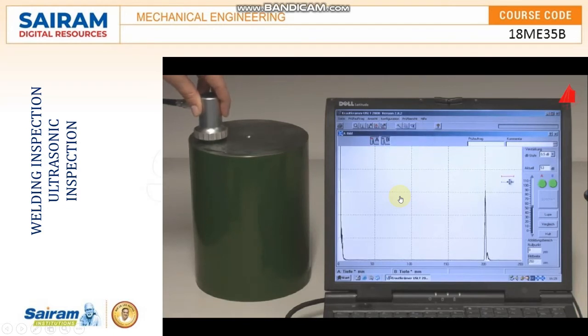With the help of so-called trigger gates, which may be set on the echoes with a computer mouse, the depth of the defects can easily be read off at the lower left-hand corner of the monitor. The cylinder back wall lies in a depth of about 200 millimeters below the probe, so the cylinder has a height of 200 millimeters. And here we go.